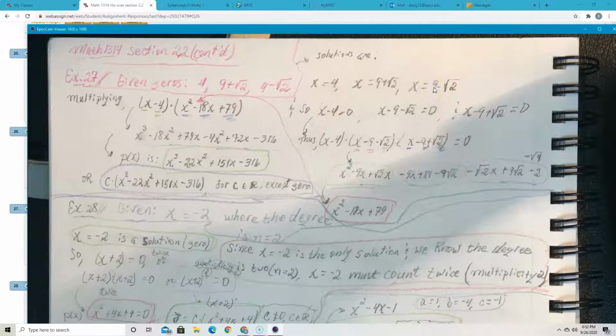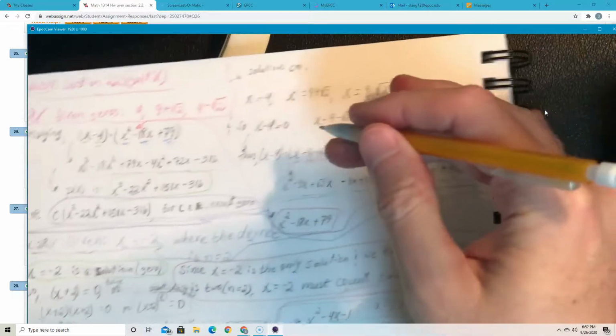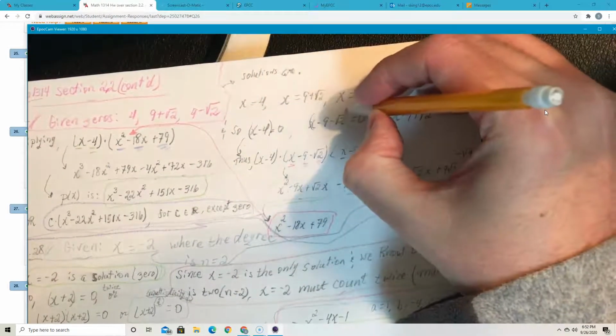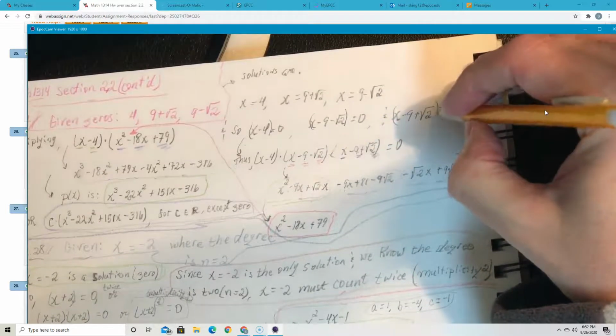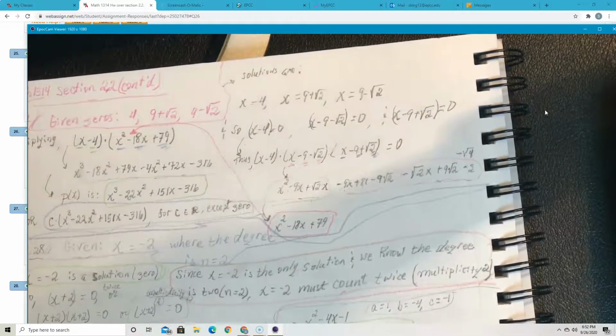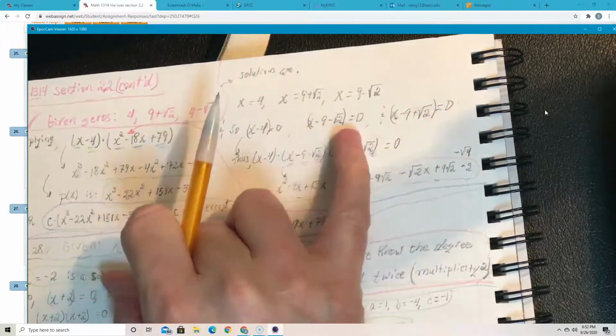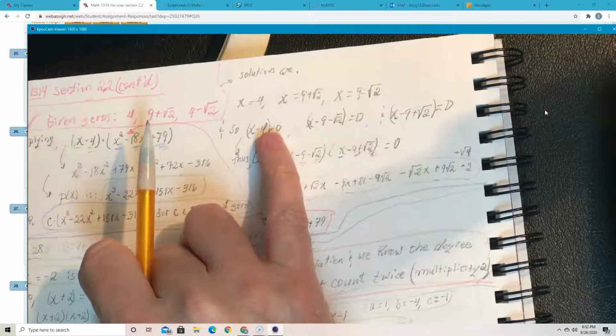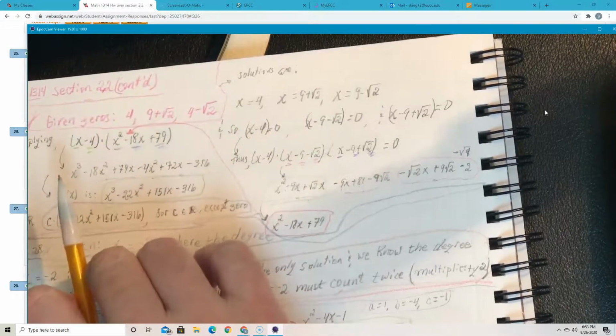And here we do the similar thing. Move the positive 9 over, becomes negative 9. Move the negative square root of 2 over, becomes positive square root of 2 equal to 0. And so now we have all 3. We have this factor equal to 0, this factor equal to 0, this factor equal to 0. Or we can say this expression is equal to 0, this expression is equal to 0, this expression is equal to 0.